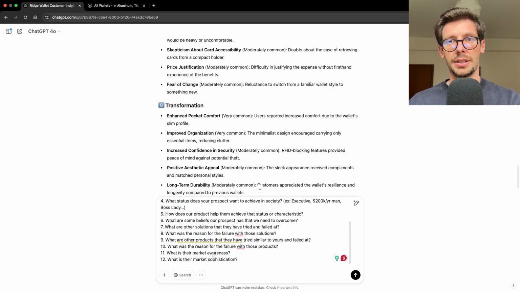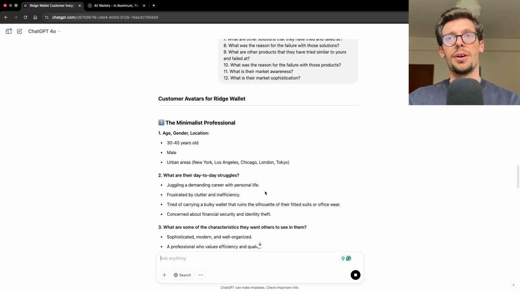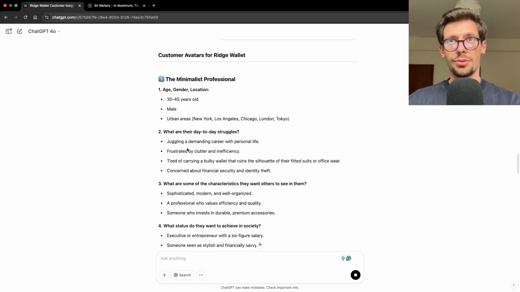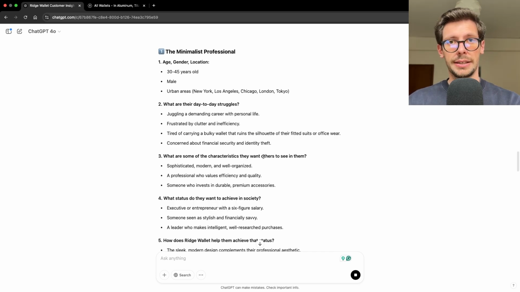What is their market awareness? And what is their market sophistication? And there we go, ChatGPT spits out all the customer avatars for us. So here, first of all, age, gender, and location: 45 years old, male, urban areas. Here, day-to-day struggles that you can mention in your ads, and they are also, of course, related to the product.